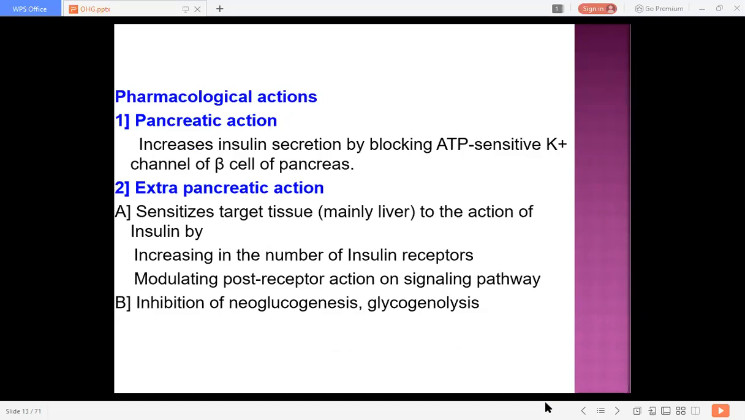Pharmacological actions of sulfonylureas. Pancreatic action: increases insulin secretion by blocking the ATP-sensitive potassium channel of the beta cell of the pancreas. Extra-pancreatic action: sensitizes target tissue, mainly the liver, to the action of insulin by increasing the number of insulin receptors, modulating post-receptor action on the signaling pathway.